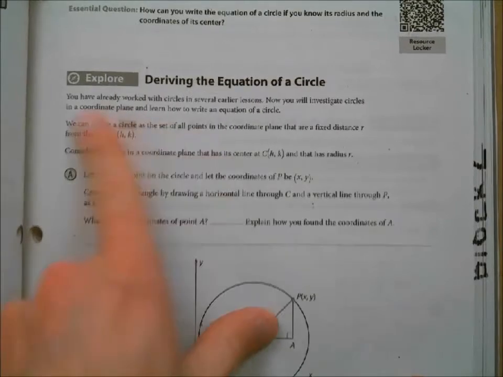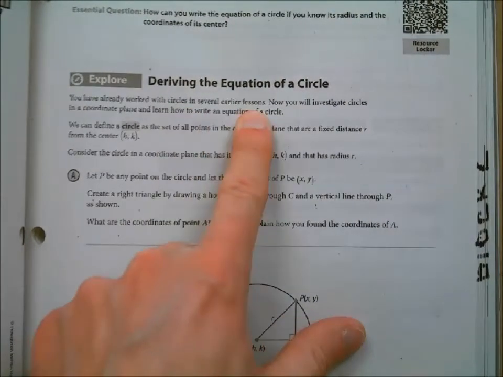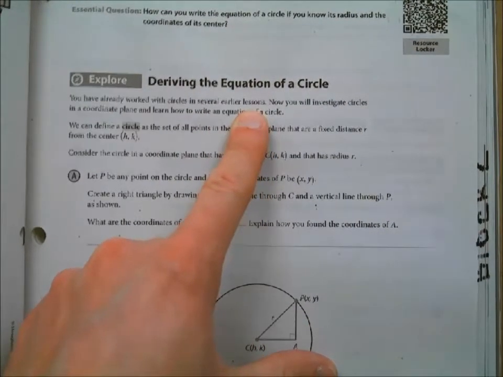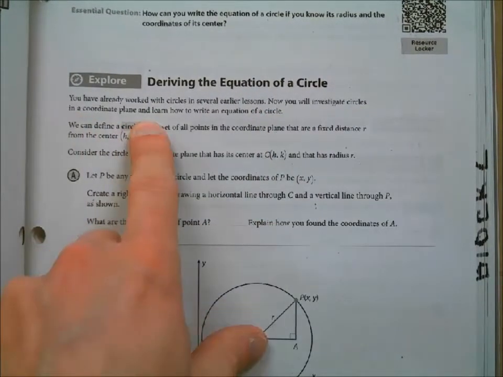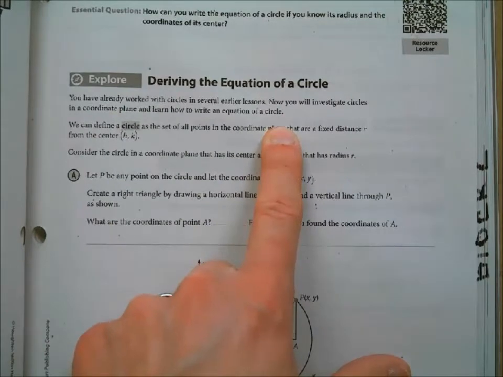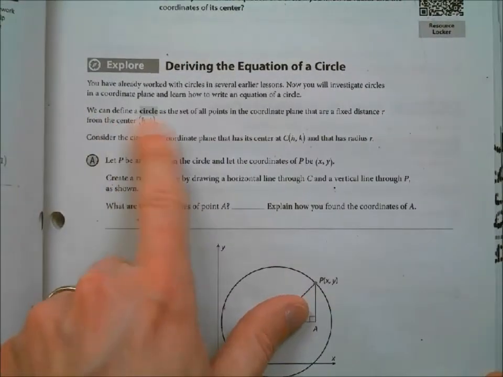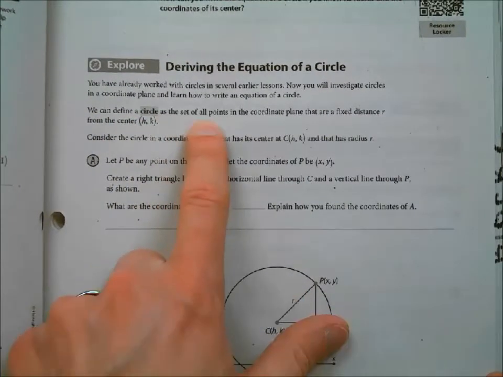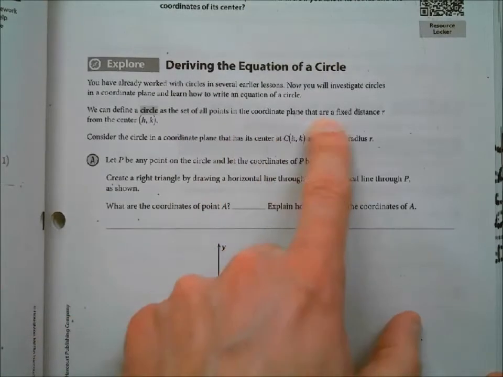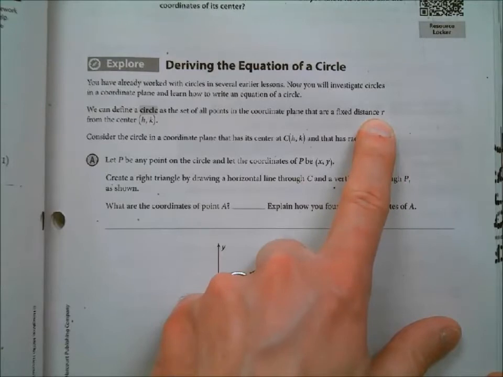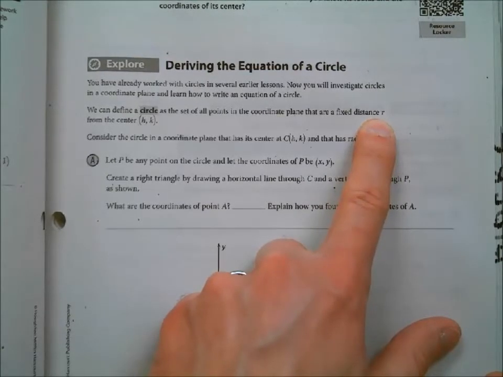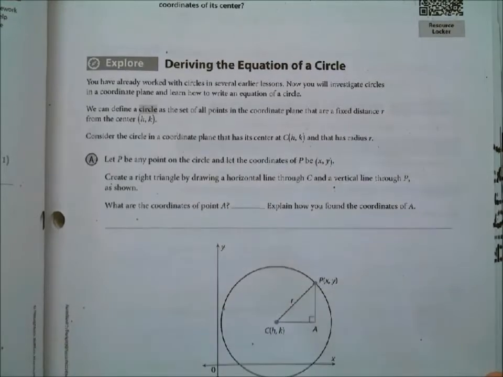in the notes here it says you have already worked with circles in several earlier lessons. That's not really our case. We're kind of jumping ahead to this. But anyway, now we'll investigate circles in a coordinate plane and learn how to write an equation of a circle. We can define a circle as the set of all points in the coordinate plane that are a fixed distance r, standing for, exactly, the radius. It's the measure from the center to a point on the circle.